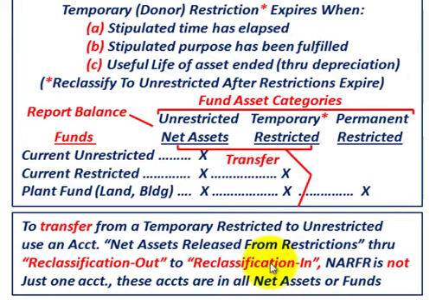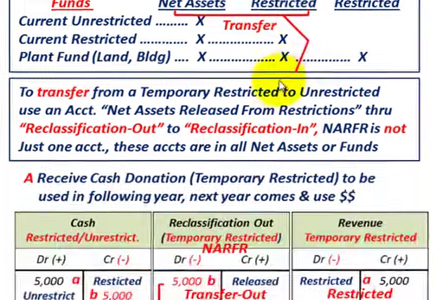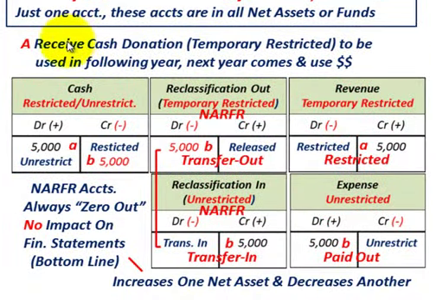What we're going to look at is when and why we would make the transfer from our temporarily restricted net assets to the unrestricted net assets. What we're talking about again is the restrictions, which would be donor restrictions on how we spend the money. Okay, so we're going to look at three cases, just to get a basic understanding of the entries we'd have to make. Let's say for case 1, we receive some cash donations, and the donor has put some temporary restrictions on how it should be spent.